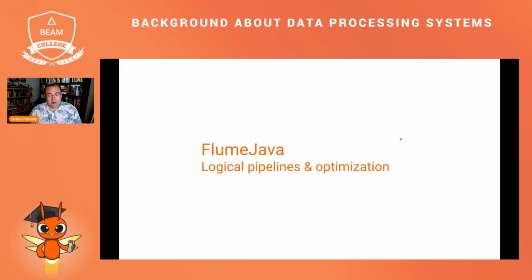At Google, there was another system that was very similar to all these systems. So inside Google, there was the same problem. And FlumeJava, for instance, is a framework that is very similar to one of the frameworks that we have seen in the previous slide. And it's one of the papers that was mentioned in one of the first slides.